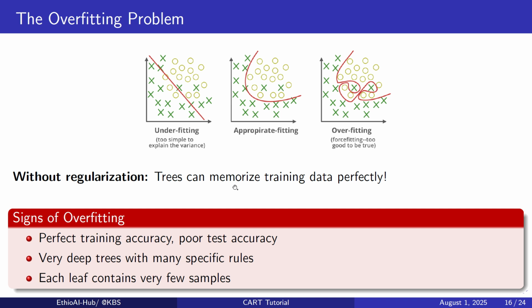ያ ማለት ትሪው በጣም አድጎ በጣም ዲፕ ሆኖ it can go to 100%. So it's basically memorizing. So sign of overfitting የምንላቸው it's perfect training accuracy. Nearly if your training accuracy is 1, that's a very bad sign, or that's a good sign in another way that you are overfitting, and especially if it performs bad in the test accuracy. So very deep trees with many specific rules.